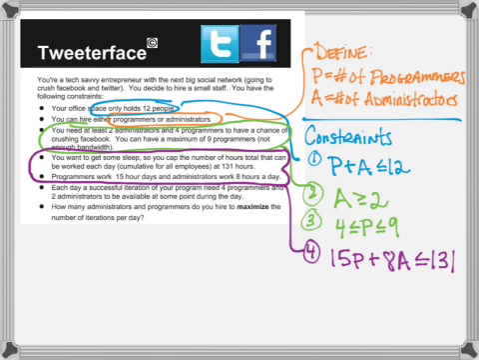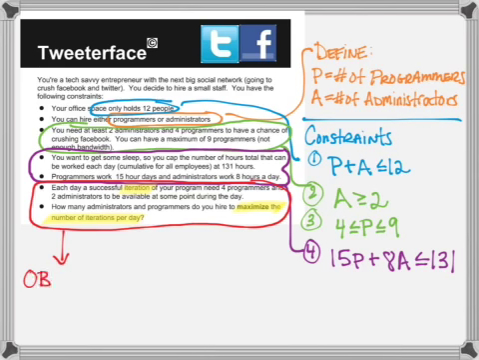This last piece isn't a constraint. This is our objective. It says each day a successful iteration of program needs 4 programmers and 2 administrators to be available at some point during the day. We want to maximize the number of iterations. So this isn't a constraint, but it's what we're actually trying to do. So we need to write what's called the objective function. That gives us our objective function. That's what we're trying to figure out.